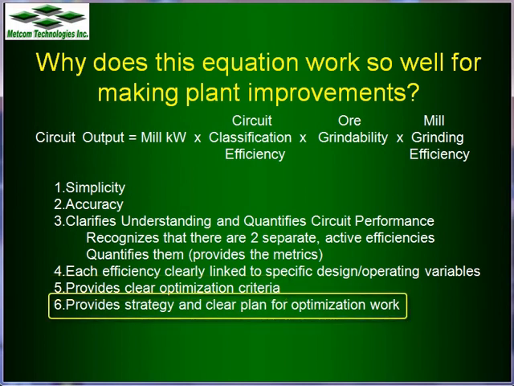And finally, it provides a strategy and a clear plan for plant optimization work. We conduct an audit and complete the functional performance equation. We then look at ways to change the pumps and the cyclones or the operation of the ball mill to improve their performances. We implement those changes, and then we go back and do another audit to see how we've done.